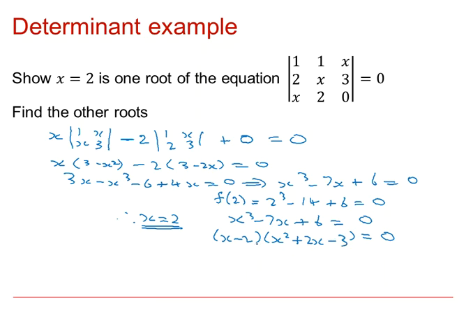And the nice thing about this method is it checks itself at the end. Minus 2 times minus 3 is 6. So now we've got x minus 2. The quadratic will factorise to x minus 1, x plus 3, and the three roots of the original equation are x equals 2, x equals 1, x equals minus 3.